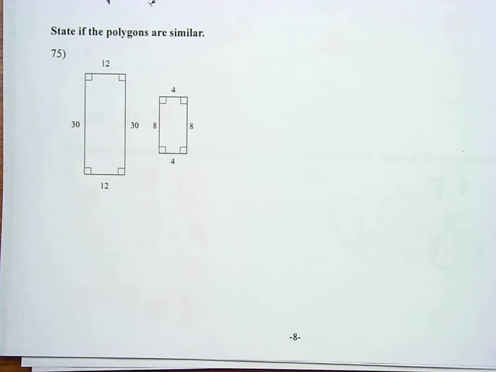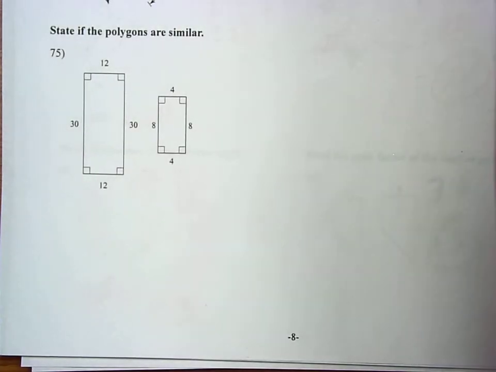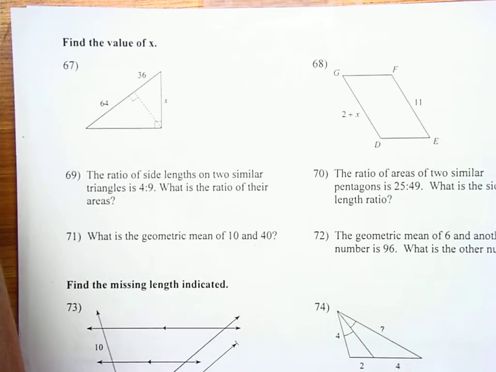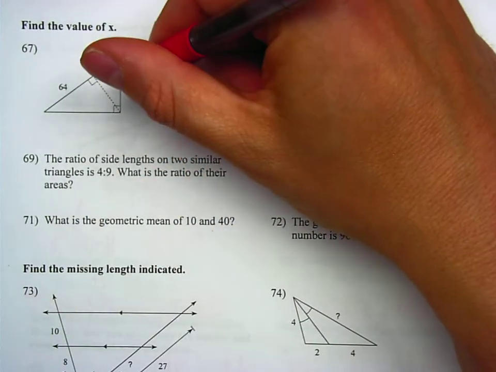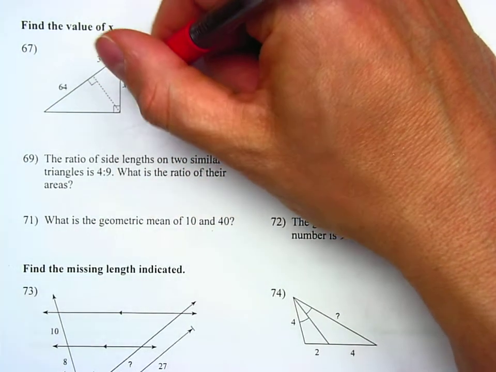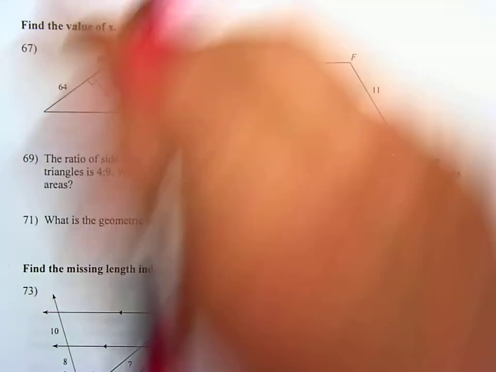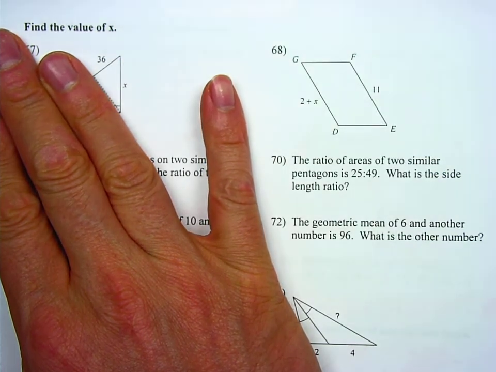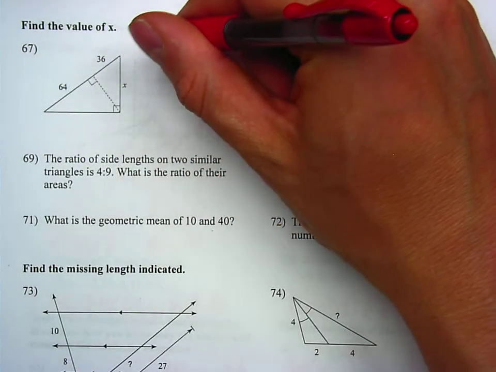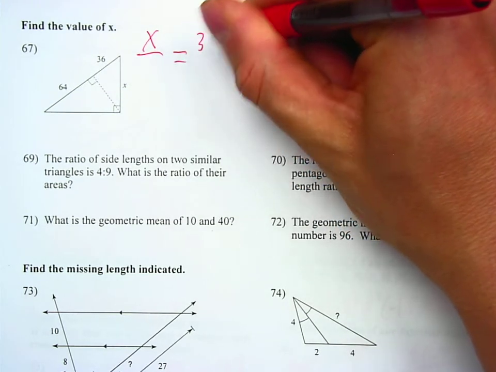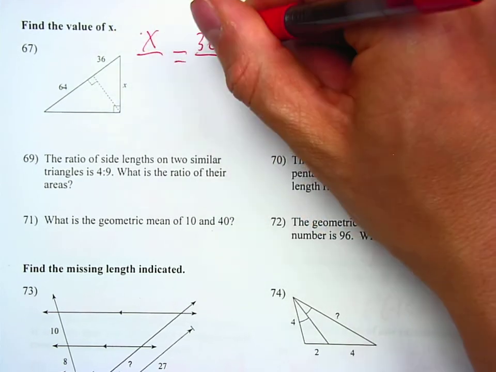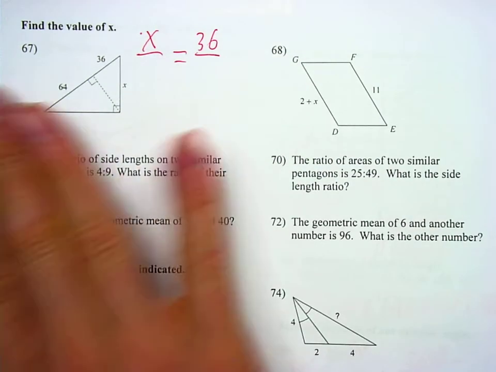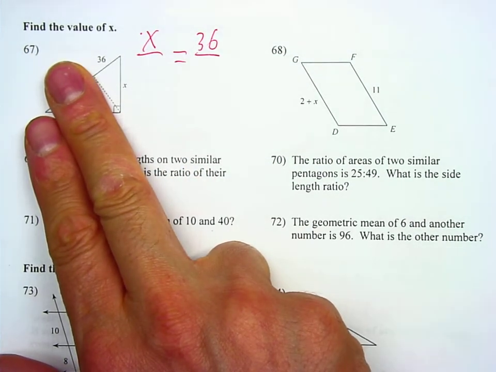All right, last page, 67 through 75. Similar triangles, similar right triangles specifically, number 67. Again, I like to take the triangles that are on the same picture. In this case, X is on the same one with 36, the small triangle. X is the hypotenuse, 36 is the short side. So you've got to keep it straight in your head. If you want, write it down next to the item.